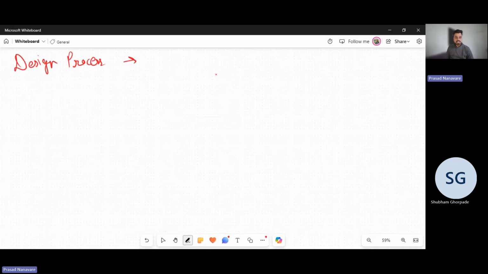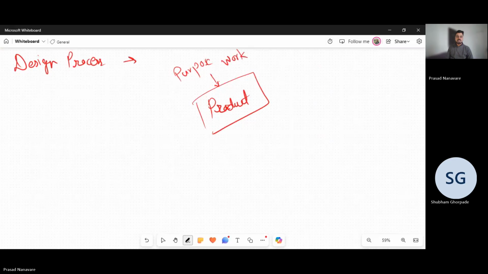So what is a product? A product is something like this. And why is this product there in the market? Because it has some purpose. It's doing some work, some meaningful work. That is the product. And the process that we used, the sequential steps that we took to design it, is nothing but the design process of the product.